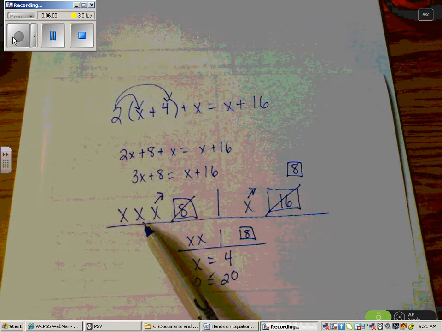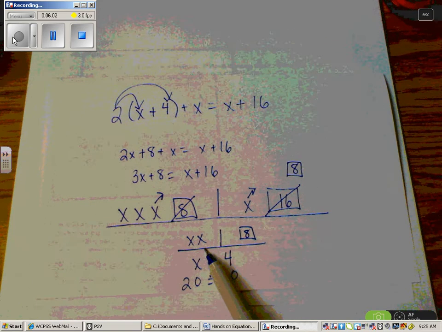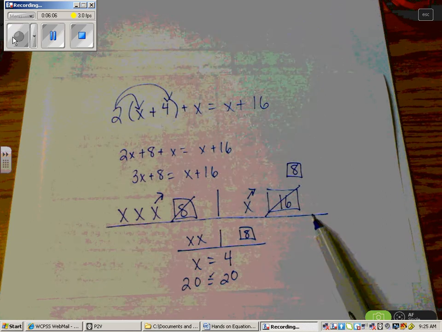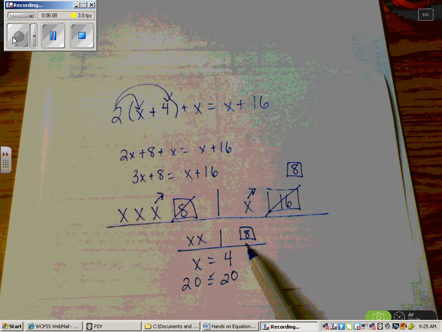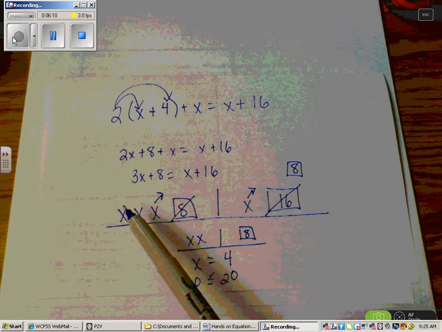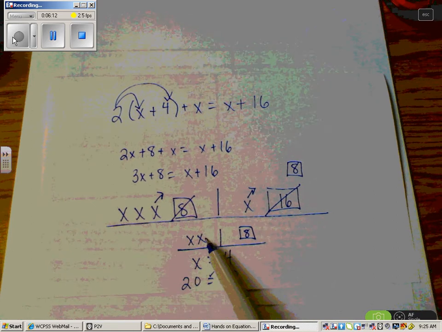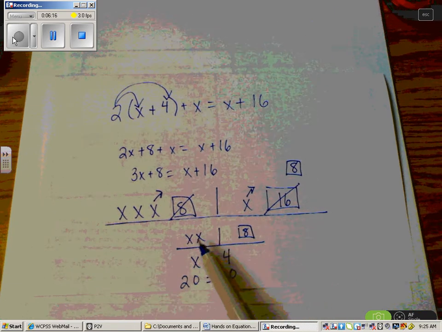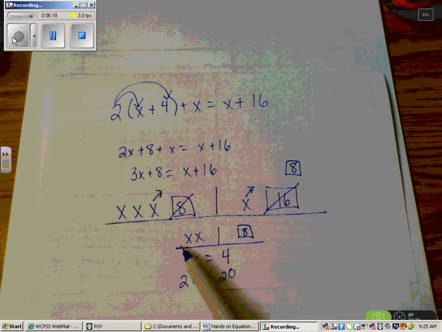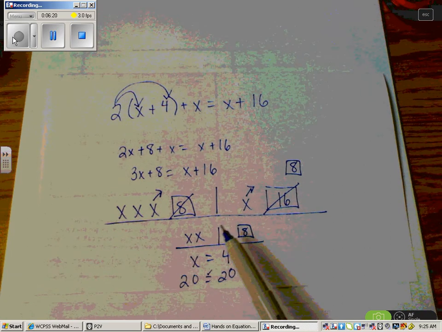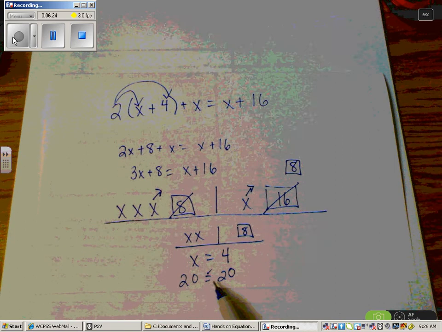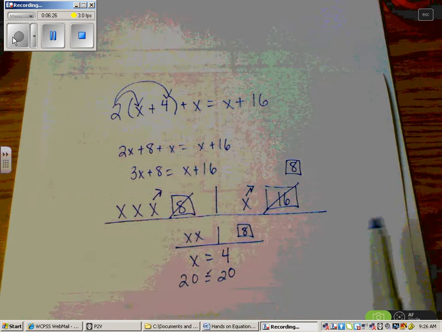And what I did, just because it might be helpful, especially when you have a lot of numbers and variables up top, is I just redrew what was left over. So I was left with 2 x's on the left and 8 on the right. And when I think about it, 8 divided by 2, because we have 2 variables, is x equals 4. And when I plug that in, you should get 20 equals 20. Okay, try the next one completely on your own from beginning to end.